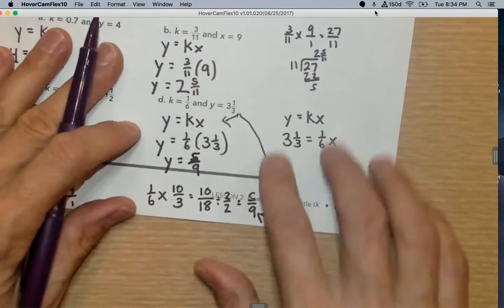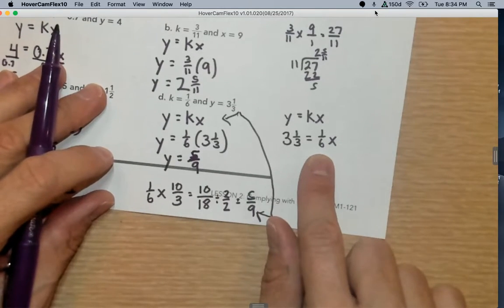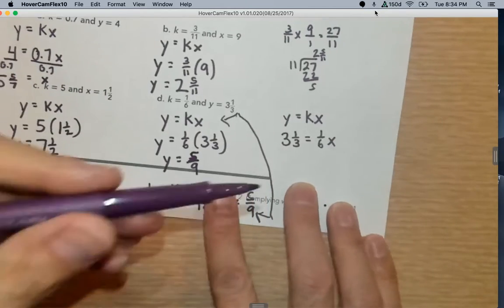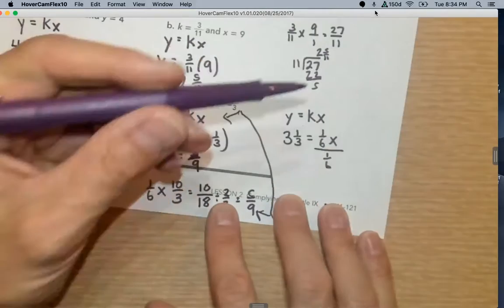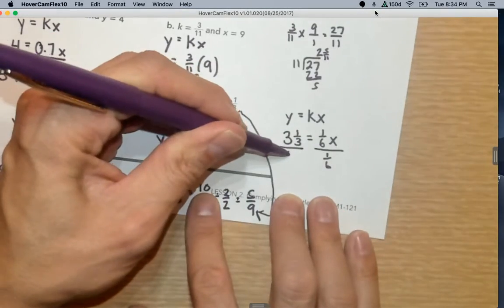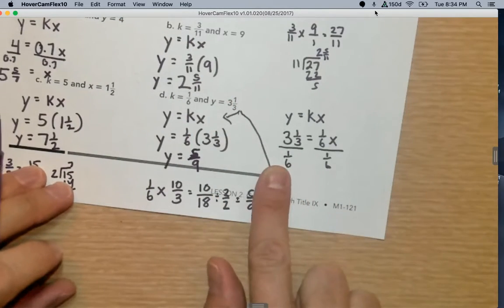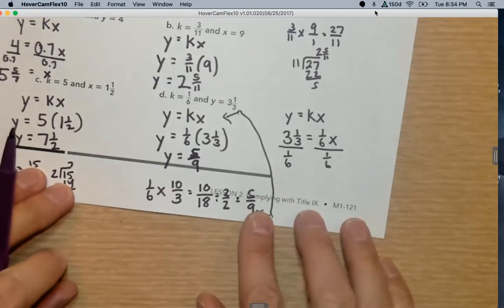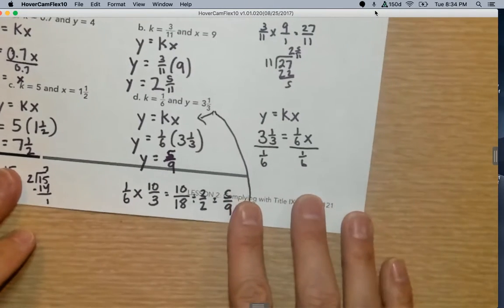So to get rid of this multiplication, the opposite is division. So I would divide this side by 1/6. If I divide the right side by 1/6, I have to divide the other side by 1/6. Now, this is a crazy, horrible, complex fraction that we were introduced to, and I like to keep showing because it does keep on showing up.